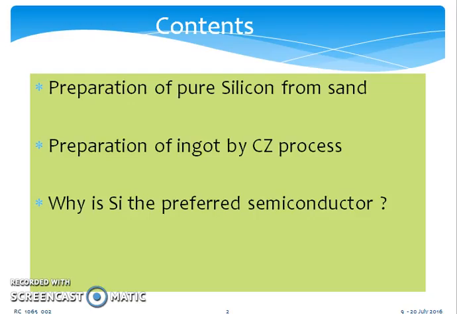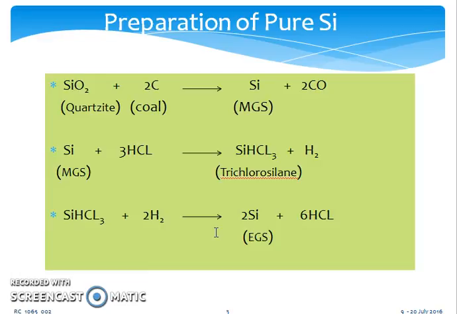This video contains the preparation of pure silicon from sand. The silicon obtained here is polycrystalline in the first step. To obtain crystalline silicon, we will see the next preparation of ingot by the CZ process. And at the last, you all will tell me why silicon is the preferred semiconductor material, which I have just explained now. So let us begin with the preparation of pure silicon.